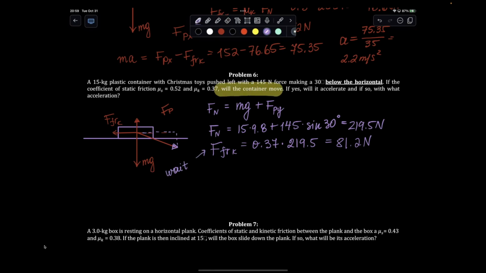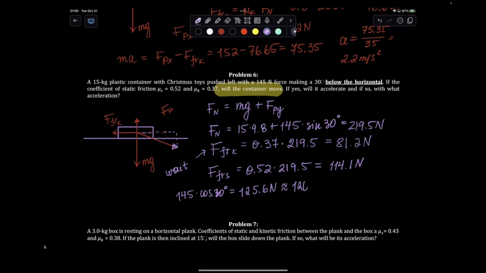Before you find kinetic friction, find static friction first. That would have been 0.52 times 219.5, 114.1 newtons. So let me compare that to my pull of X. 145 cosine of 30 degrees is going to be 125.6 newtons. So I can say about 126 newtons. All right then. Yes, it will move.